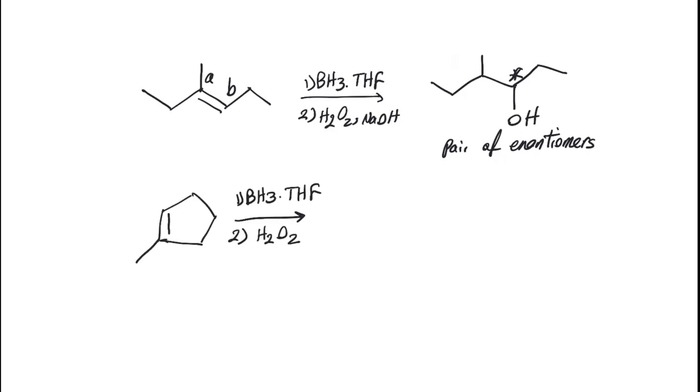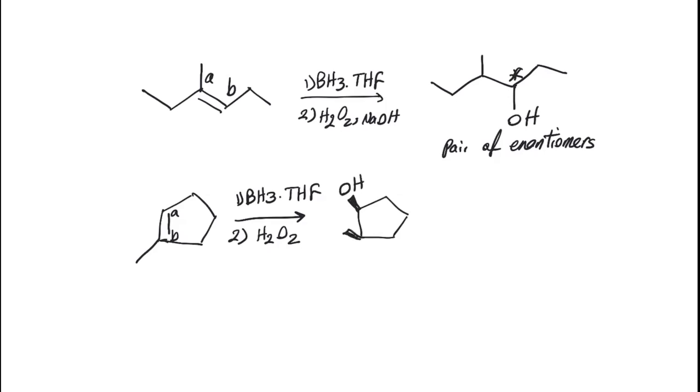Give the final product. Call it A and B. Should I add hydrogen to A or to B? To B. And OH to A, right? So I have to add OH to A because it's anti-Markovnikov. So OH here.